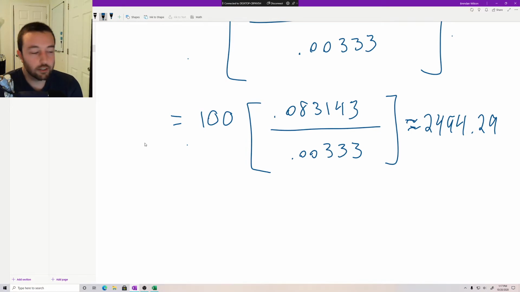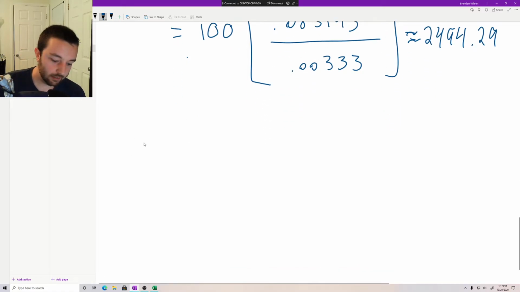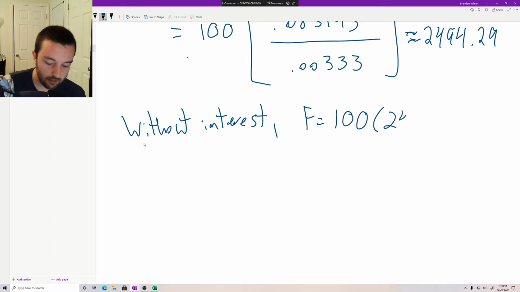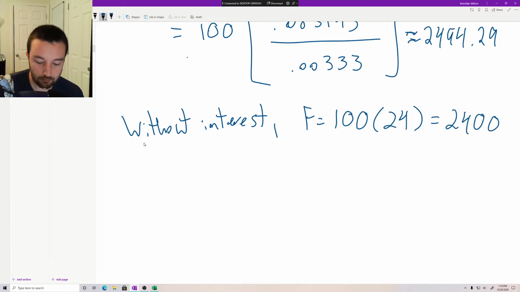So now let's think of another question, which the book doesn't ask here, but was this account worth it, right? What was the interest really making him? Well, if all he did, so without interest, if all he did was make payments, then F would be 100 times 24, right? Because he made 24 payments over 2 years. So we'd have 2,400. So he made $94.29 extra from that.